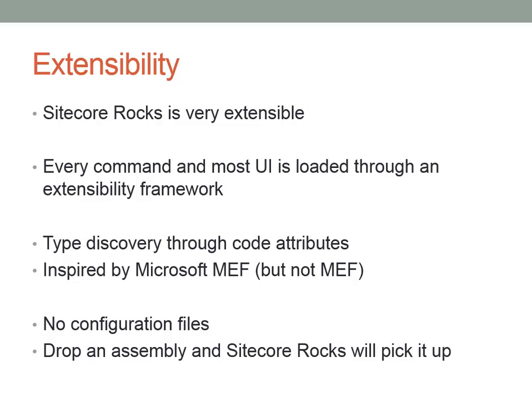The extensibility framework uses type discovery to find the code that must be loaded. Whenever Sitecore Rocks starts up, it scans the assemblies for types that are marked with extensibility attributes, and when it finds one, it loads that type. So this is very much inspired by the way that Sitecore MEF works. And if you want to know more about type discovery, I recommend that you Google for Microsoft MEF. It is important to notice that Sitecore Rocks does not actually use MEF.